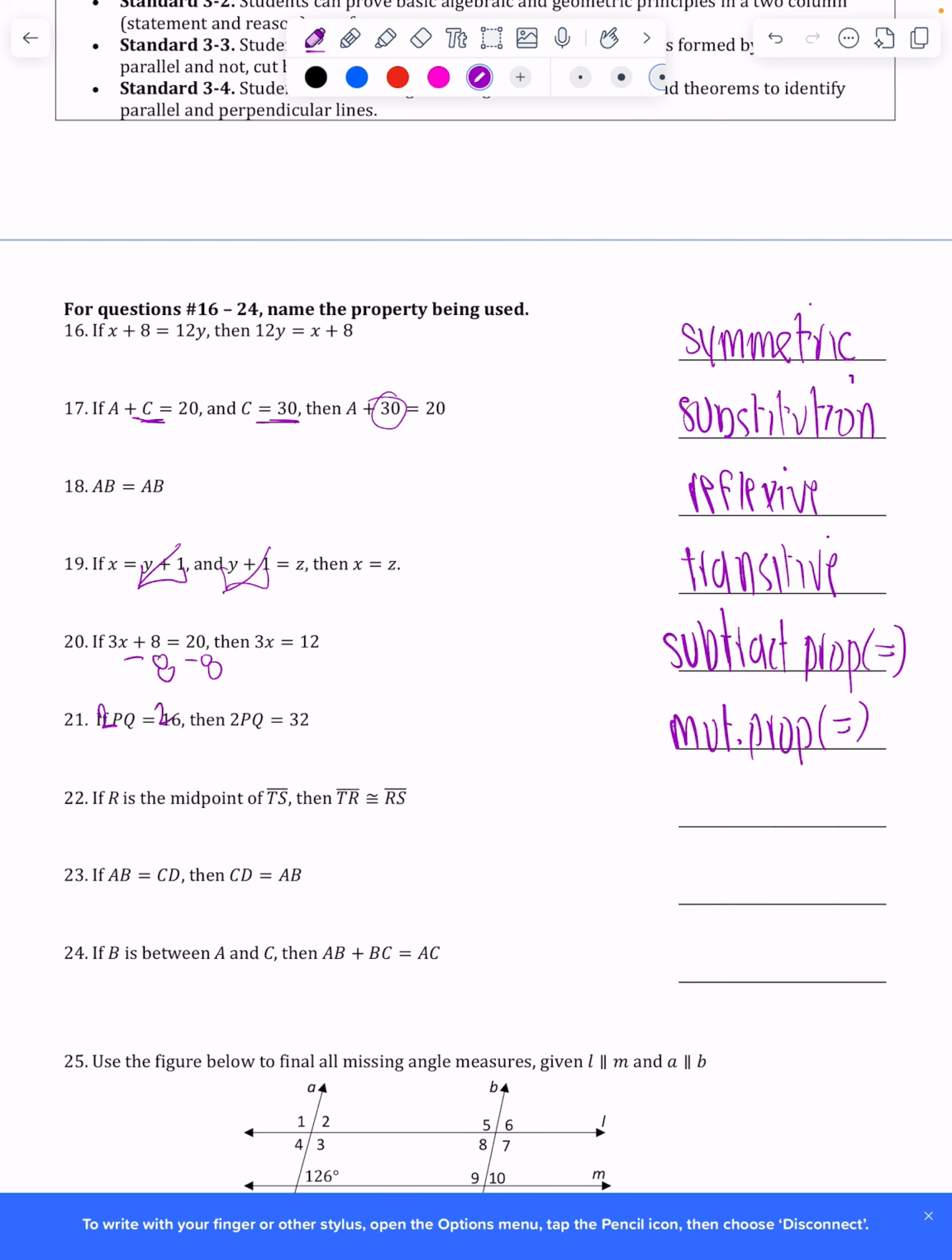And then here, whoops, sorry, made it a little small. R is the midpoint of TS. So this would be T and this would be S, and R would be right in the middle. Then TR and RS would be congruent, and that would be definition of a midpoint.